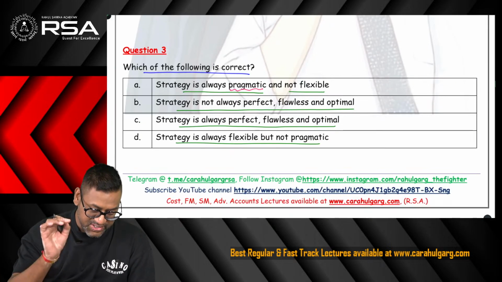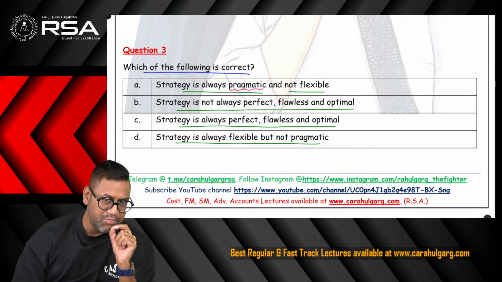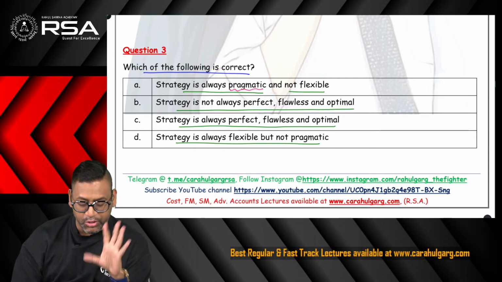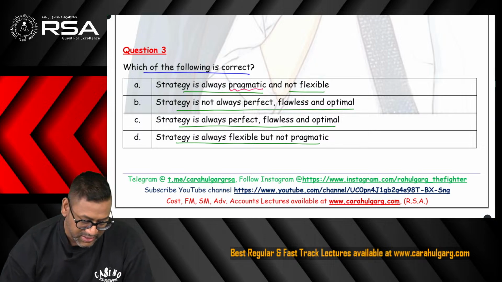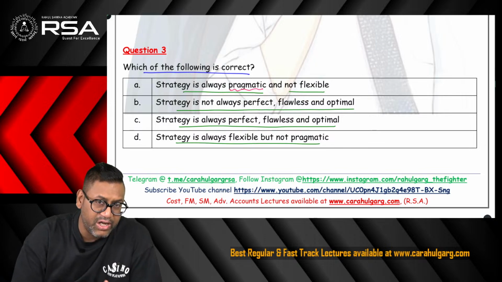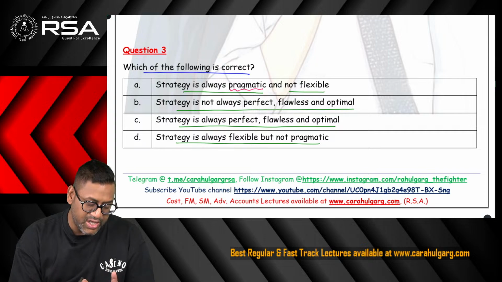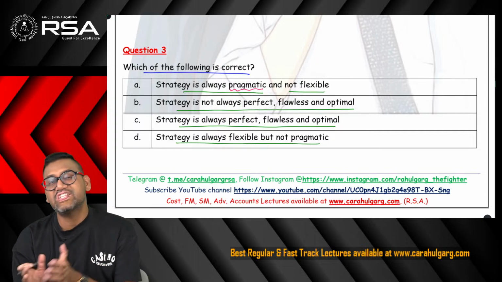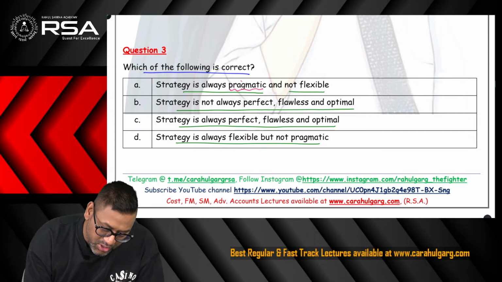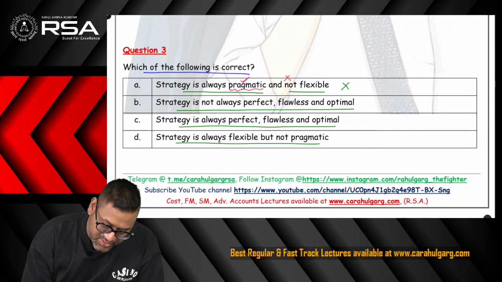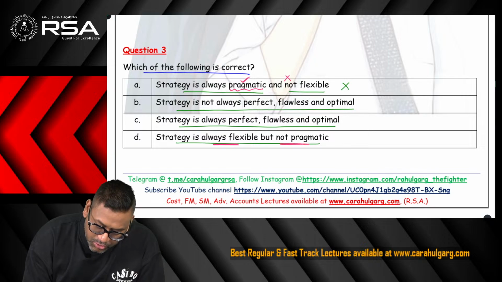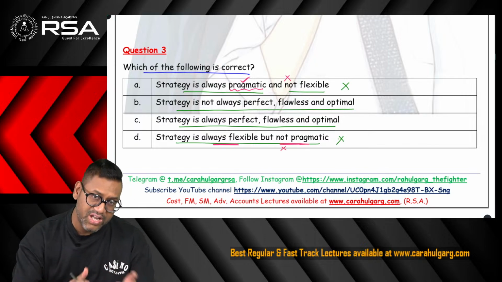So what is the correct answer? Believe me, this is a very important MCQ and the majority of the students will get it wrong. First option says strategy is always pragmatic and not flexible. No, a good strategy has to be pragmatic as well as flexible. So when it says it is only pragmatic, not flexible, the answer is wrong. In the last option it says the strategy is flexible but not pragmatic. Again this option is wrong because the strategy must be flexible as well as pragmatic.